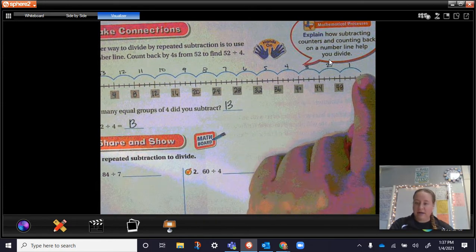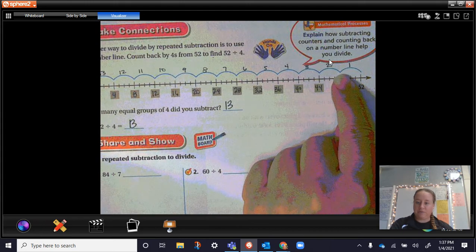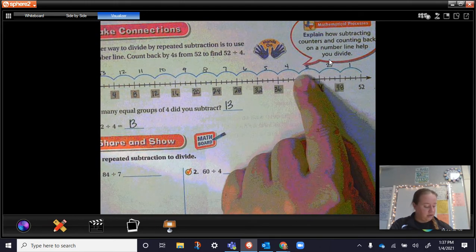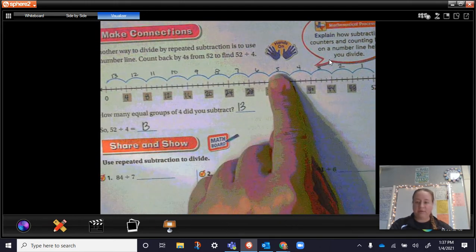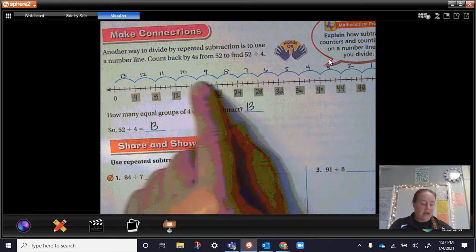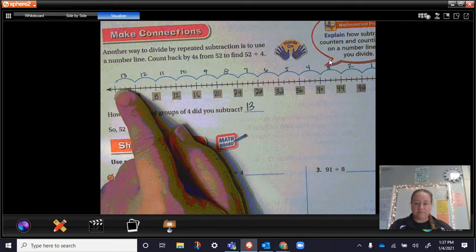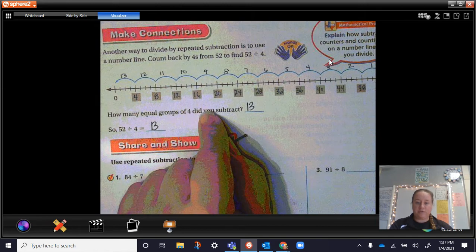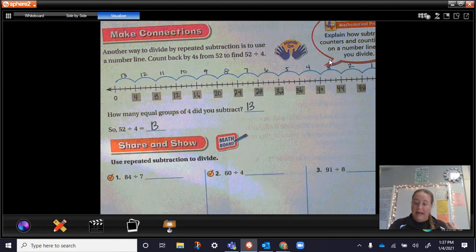So when I went here, I did my first jump. That was a group of 4. My second, my third, my fourth, my fifth, all the way down. I was able to make 13 jumps. There were 13 groups of 4 that I was able to pull out from that 52.